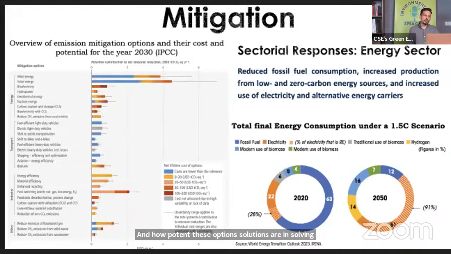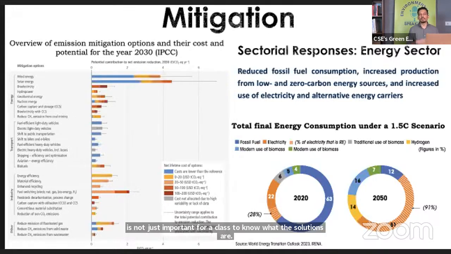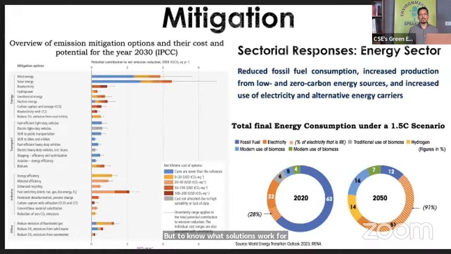And why I want to show this is because when we talk about things like cost and other socioeconomic indicators, we are situating these solutions, which are actually scientific solutions, in the real world. It is not just important for a class to know what the solutions are, but to know what solutions work for us, given the socioeconomic conditions we have, the political conditions we have, where do we belong?